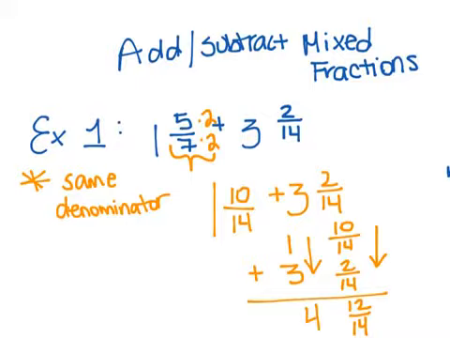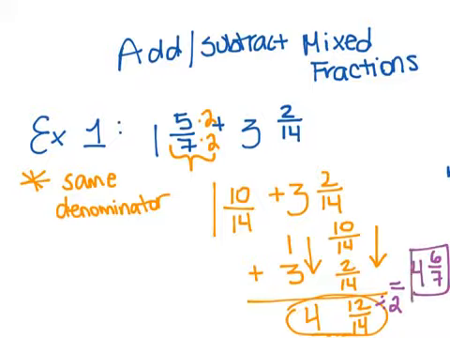Now I do not want to leave it like this because this is not simplified. So to simplify, guys, that will be my last step. This 12/14, it's both divisible by 2. So that's going to give me 4 and 6/7. This would be my final answer for this problem.